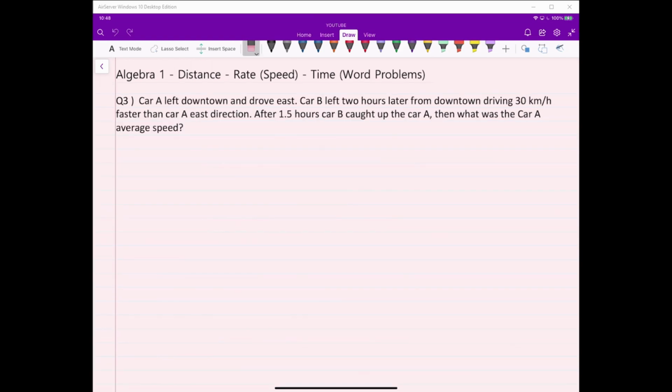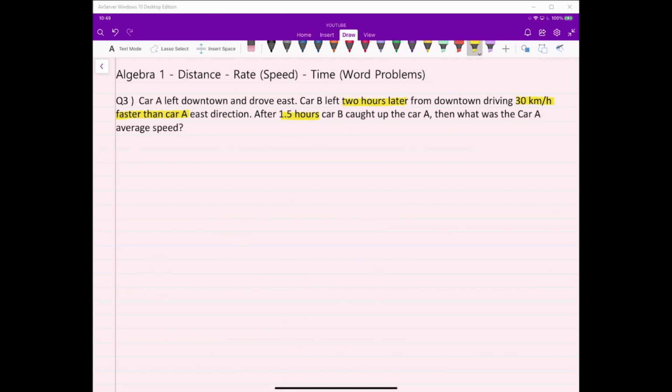Jumping to the last question today, car A left downtown and drove east. Car B left 2 hours later from downtown, driving 30 km per hour faster than car A, in the same east direction. And after 1.5 hours, car B caught up with car A. Then what was car A's average speed?